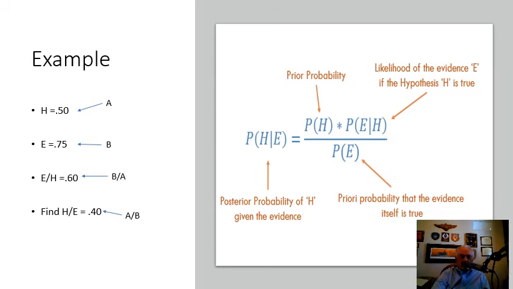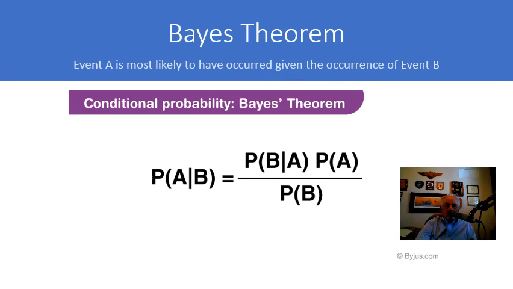Now, keep in mind that this equation will give us outputs that are nonlinear. All right, so this is a nonlinear equation or mathematical theorem. Just keep that in mind. Again, the Bayes' theorem: event A is most likely to have occurred given the occurrence of event B. All of these things are basically the Bayes' theorem.